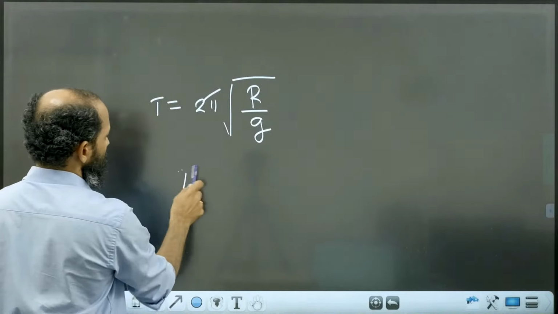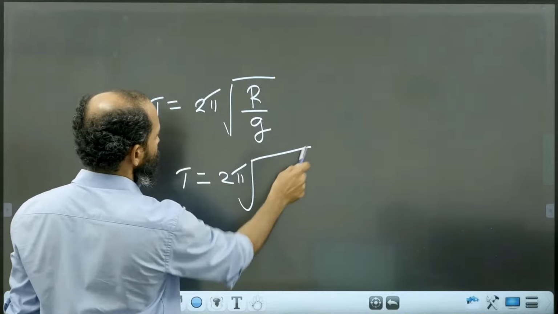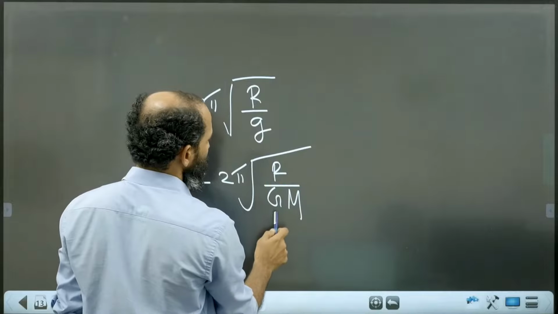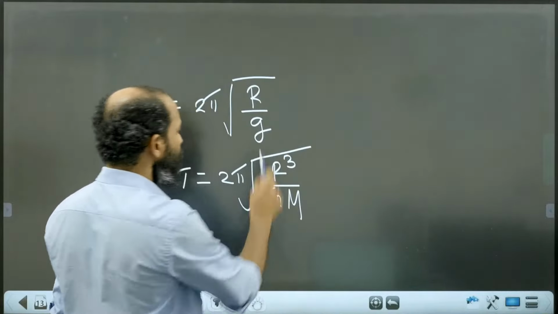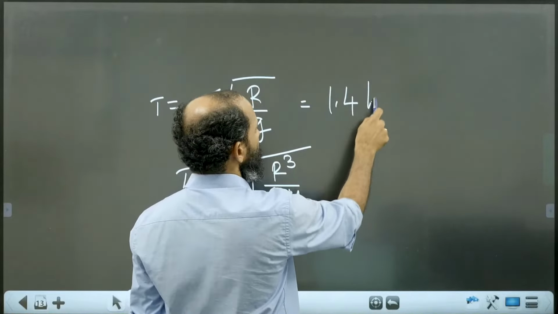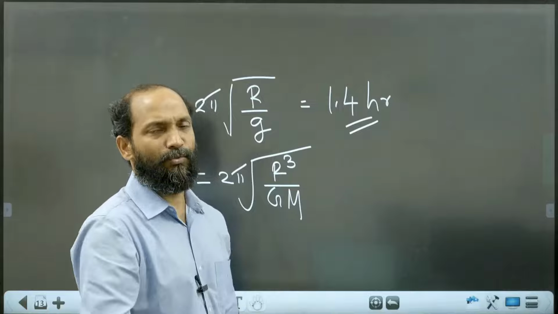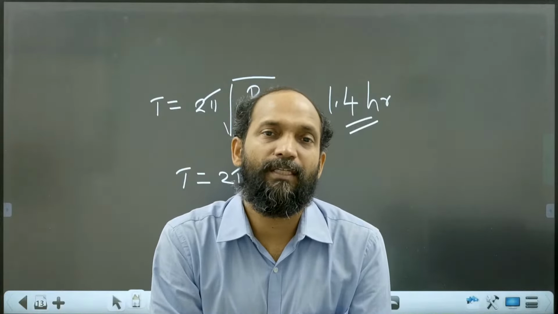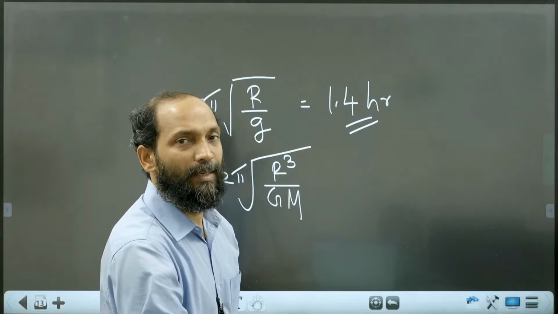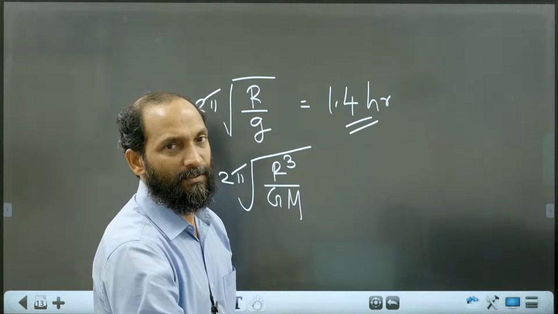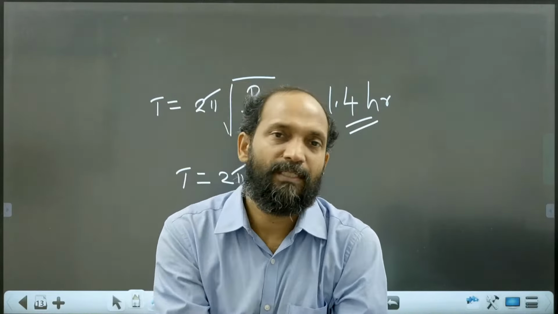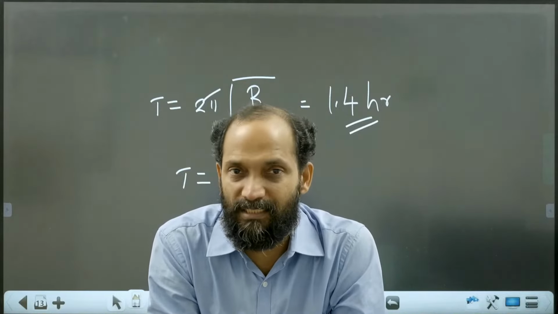That can also be written as 2 pi into root of R divided by G, where G can be written as Gm by R square. That is 2 pi root R cube by Gm. This on calculating you get close to 1.4 hours, close to 1 hour 20 minutes, 84.6 minutes. Only it would take to complete one oscillation. This is the same as we have learned earlier in chapter gravitation, time period of a close orbit satellite.